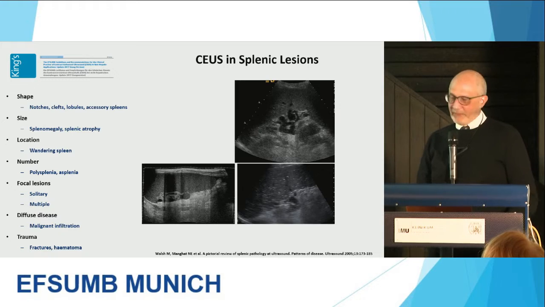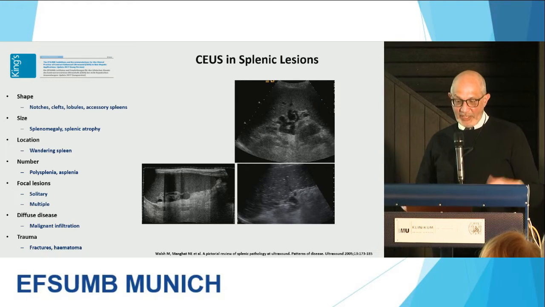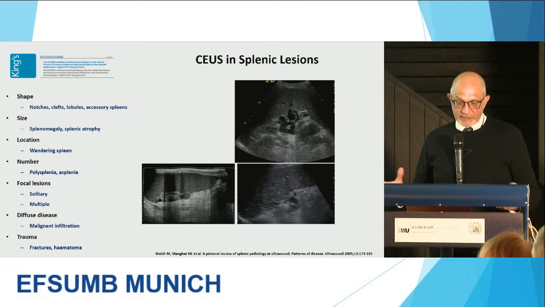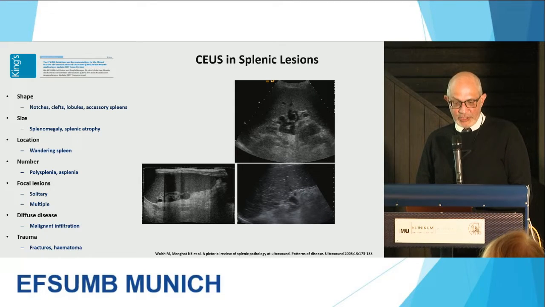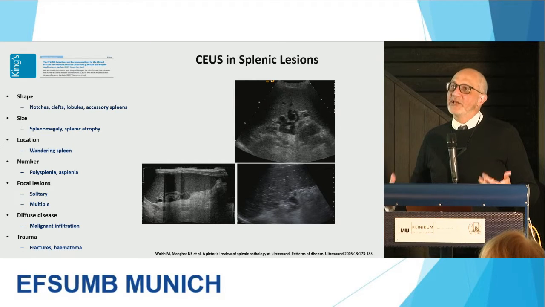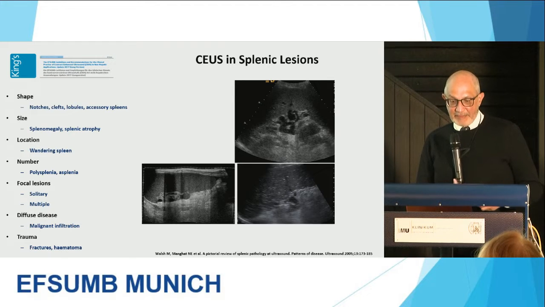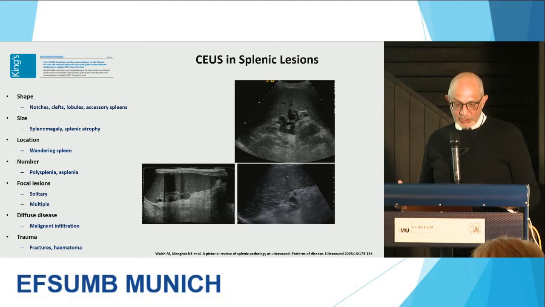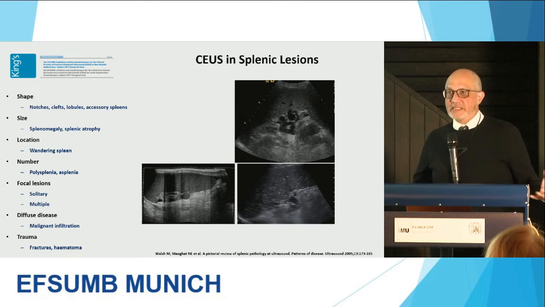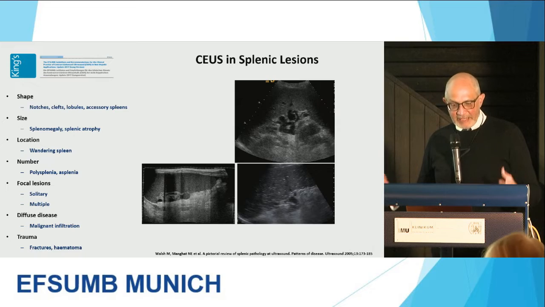So what about the spleen? Well, you've got a spleen of various shapes. It has notches, clefts, lobules, and accessory spleens. It can be big, it can be small, and sometimes it may be so small that you can't find it on your ultrasound examination. It may be in different areas. There is the wandering spleen. It need not necessarily be tucked up under the diaphragm. You can have more than one spleen, several spleens in that area. Lesions in the spleen can be solitary or multiple, and you get diffuse disease as well, diffuse enlargement of the spleen. And of course, there's trauma, fractures and hematoma in the spleen.